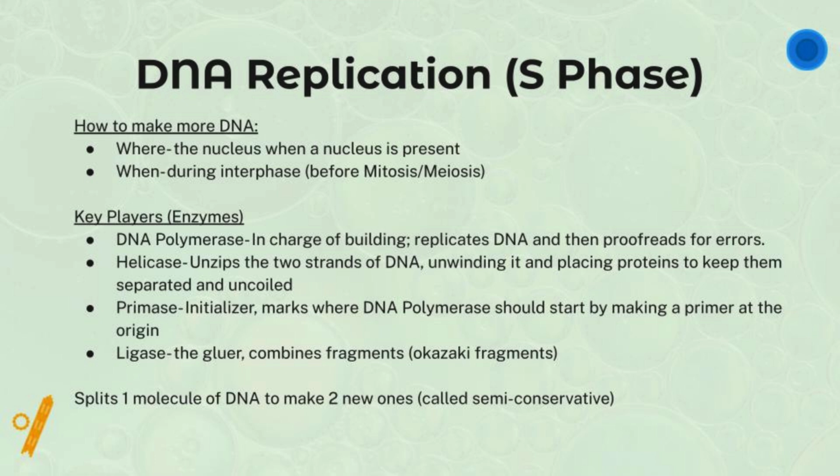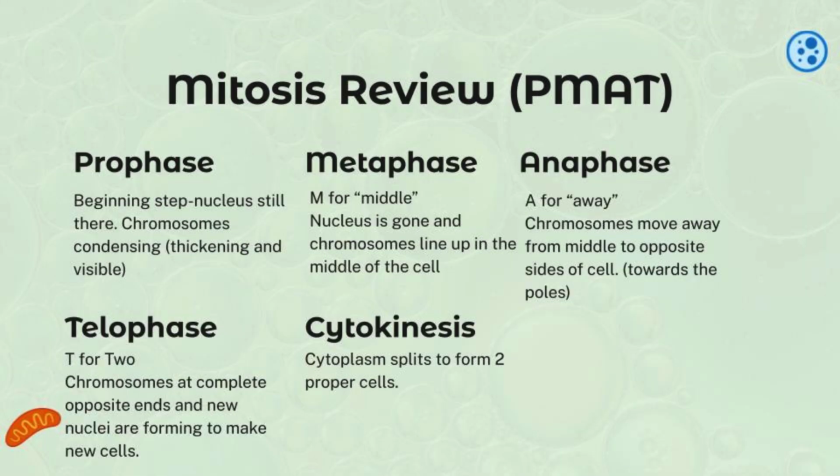Key players here are going to be our enzymes. Our DNA polymerase is in charge of building. It replicates our DNA and proofreads for errors. Helicases are our zipper. It breaks apart those two strands so that way we can get into those DNA bits. Primase is our initializer. It's going to mark where that polymerase needs to start. And then ligase is our gluer to combine the Okazaki fragments from what's going in the opposite direction. So we're going to split one molecule of DNA to make two new ones, which is called semi-conservative.